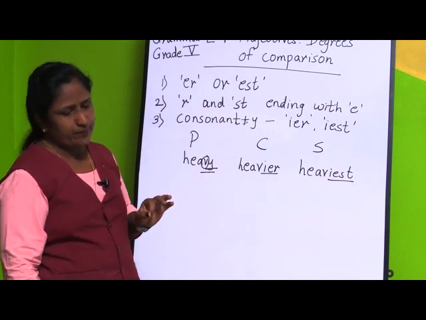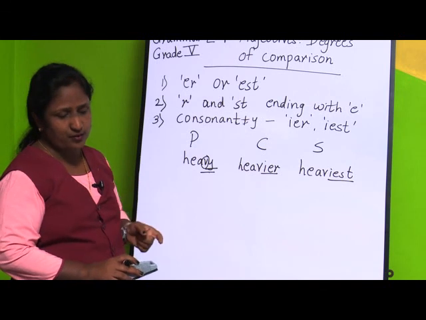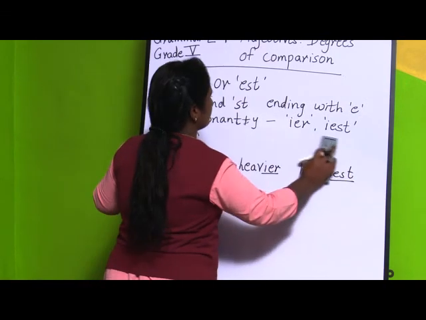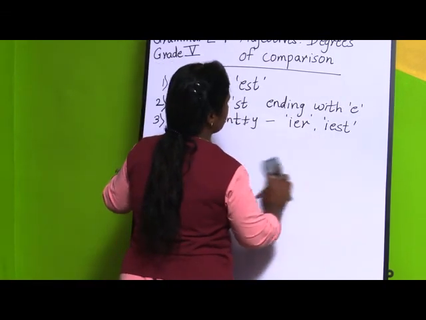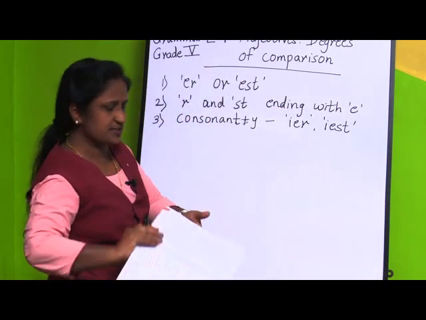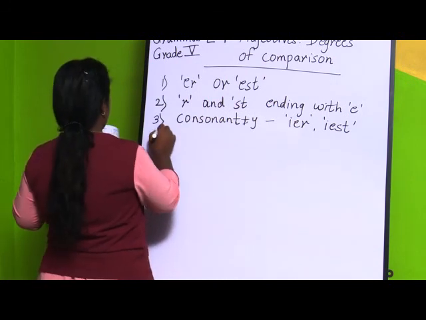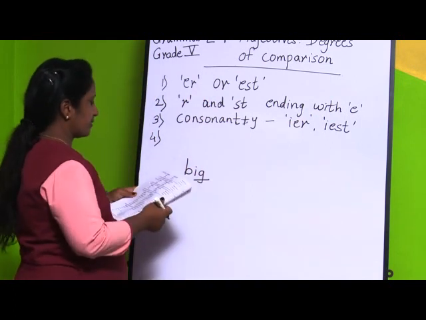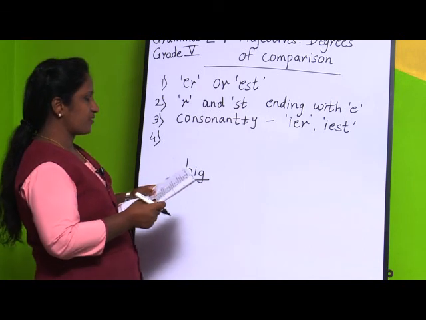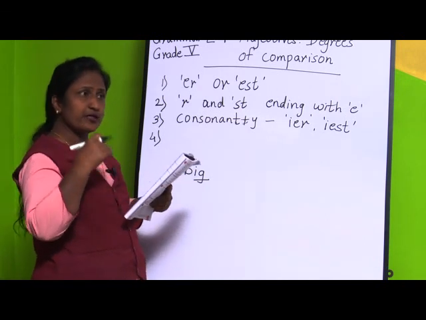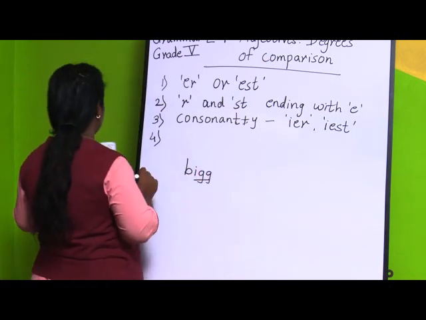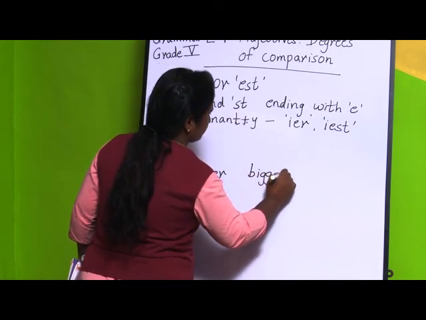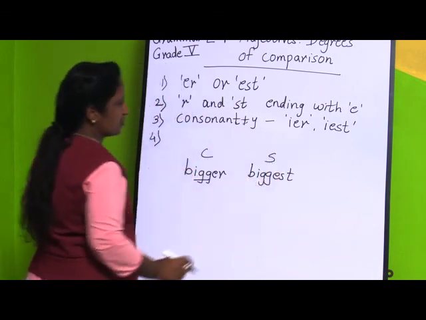Now, what is the fourth one? If the words are with single consonant at the end, we double the consonant and add er and est. What have they told? Just pay attention. If the words are with single consonant, for example, if I take big, the single consonant is g. Then if the words are with single consonant at the end, we are going to double the consonant, and then we are going to add er and then est. This will be for comparative, this will be for superlative.